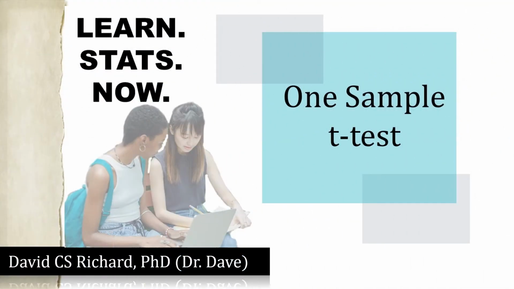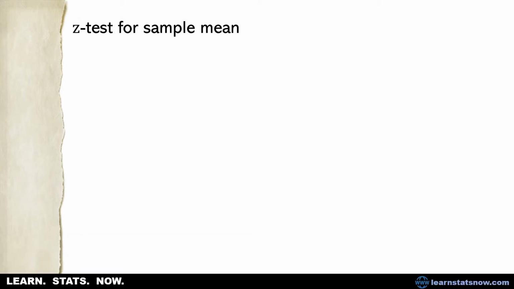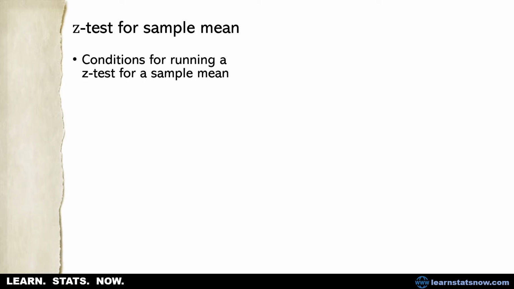In this video, we're going to walk through the computations for a one sample t-test. Okay, so up to this point, the only test that we've run has been a z-test for a sample mean, and there were certain conditions that needed to be true in order to run the z-test for the sample mean.